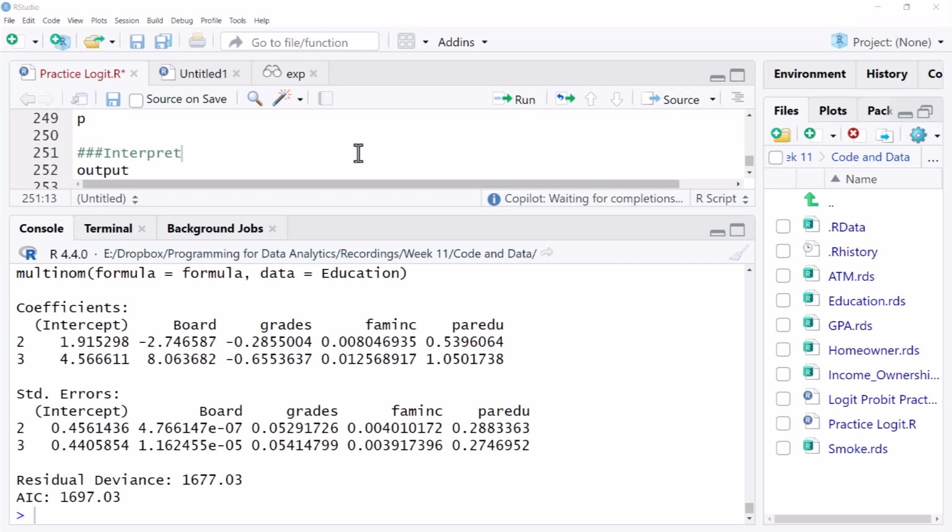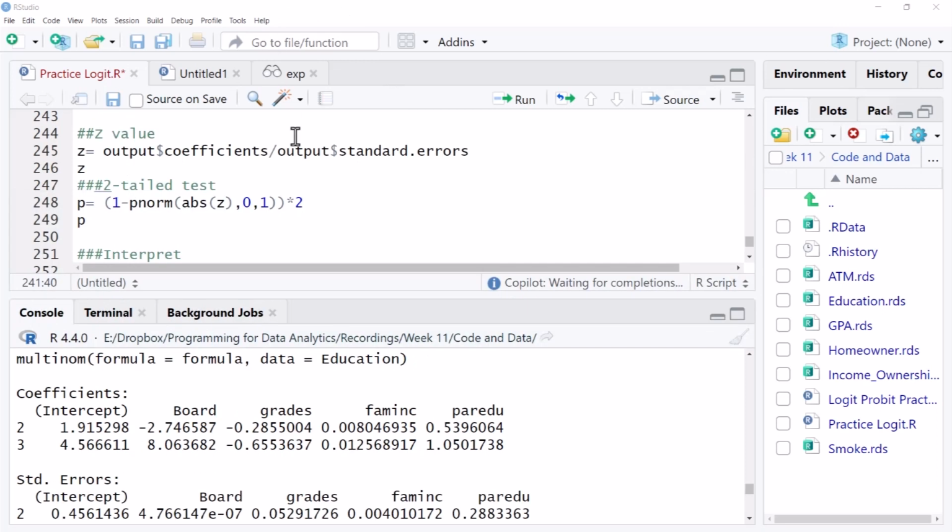Similarly, the board variable is slightly interesting. Suppose you have an intermediate board from either the state board or the central board. If you choose the central board, the chances are slightly lower, which is a slightly surprising result. If you are from the central board, the odds in favor of the 3-year program go down by 274%, and for the other it is 806%.